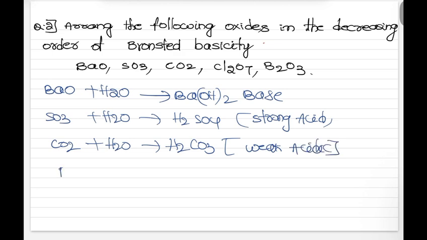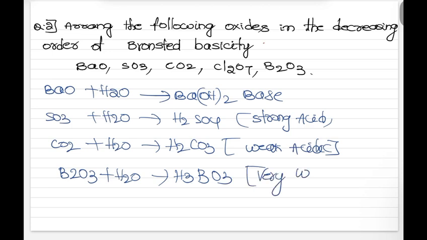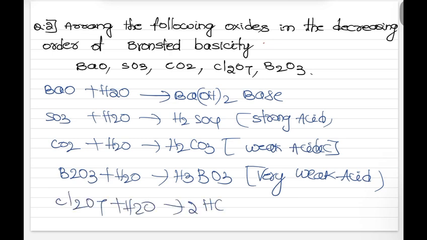Next, B2O3 plus H2O forms H3BO3, which is a very weak acid. Next, Cl2O7 plus H2O forms 2HClO4, which we have just learned is a very strong acid. So apply the trick we have learned. They are asking for decreasing order.